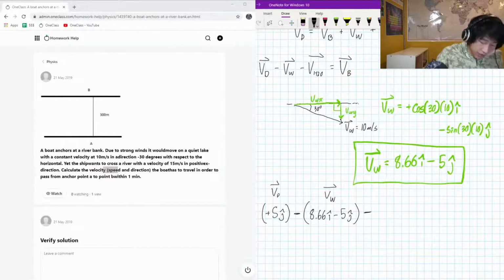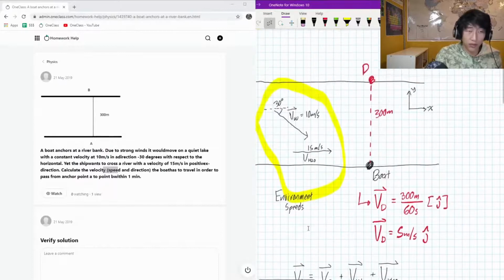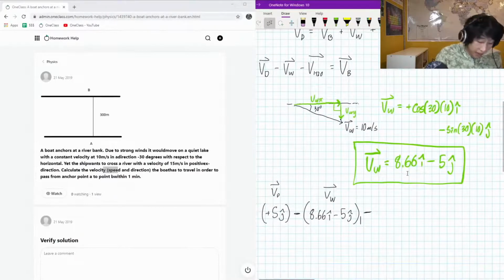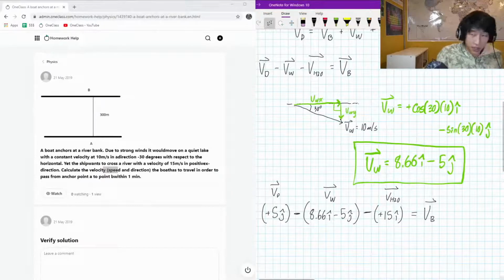We also got to do another subtraction. That's going to be the velocity of the water. How fast is the water moving? And that's going to be 15 in the positive I direction. And we're going to keep that in the brackets. Positive 15 I. But don't forget about that negative out front. Okay, so that's VH2O. And the result of that calculation is going to be the velocity that the boat needs to have. Okay, cool. So let's continue doing the mathematic magic with this.